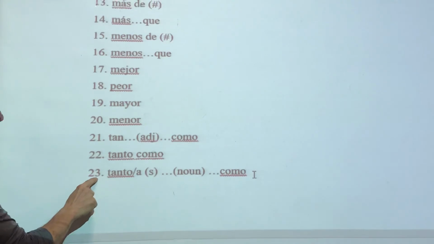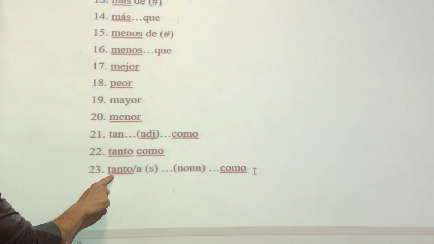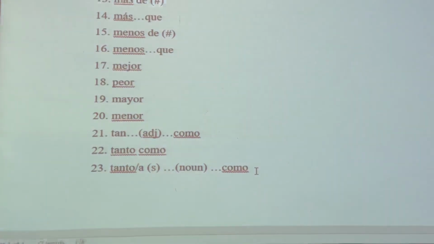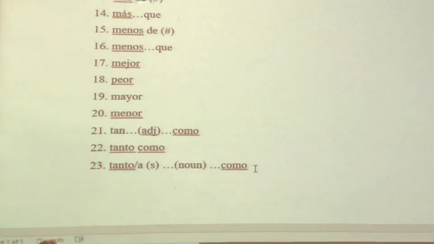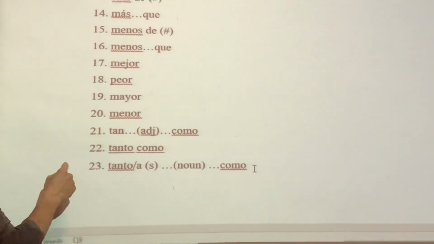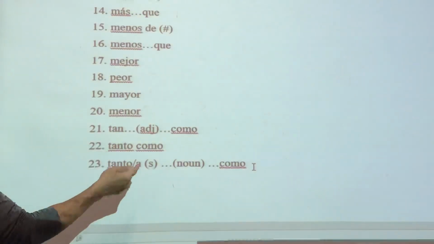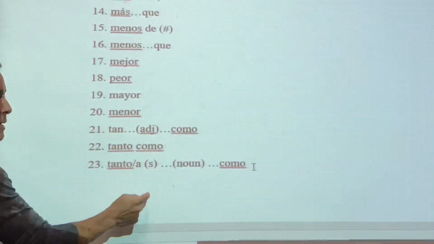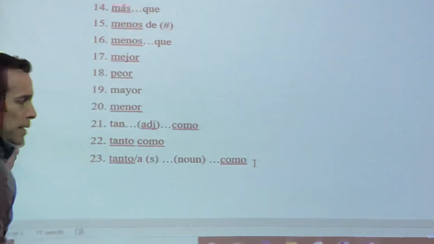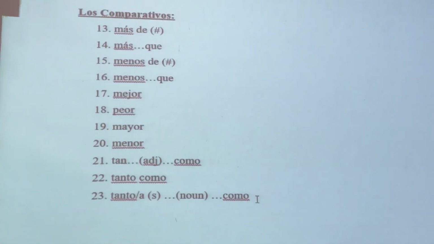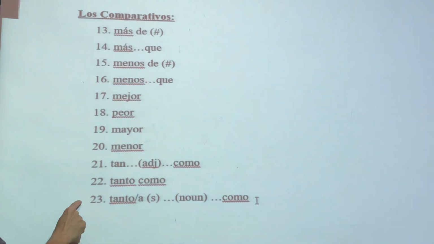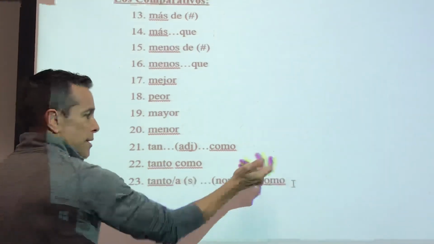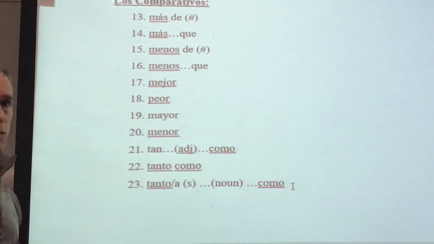Last one, number 23. This goes with nouns. So the definition of this is as much or as many, and then the noun, and then as. So if I say I have as many pencils as pens, I'll say tengo tantos lápices, because the word pencils is masculine. So tantos lápices, that's the noun, lápices, como las plumas, as pens. If I switched it and I said I have as many pens as pencils, then I would say tengo tantas plumas, because this is feminine, como los lápices. Okay, that's this chapter of grammar.